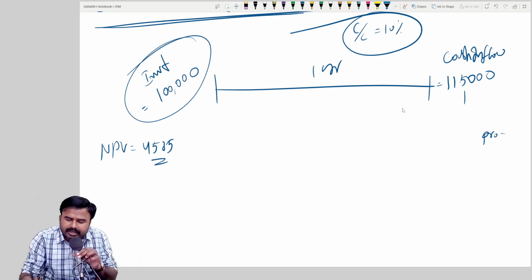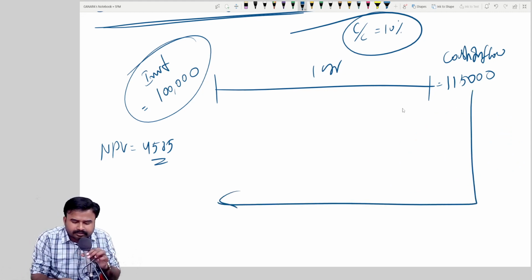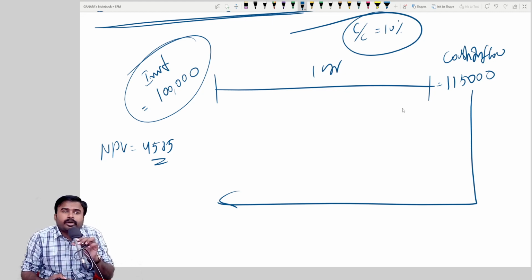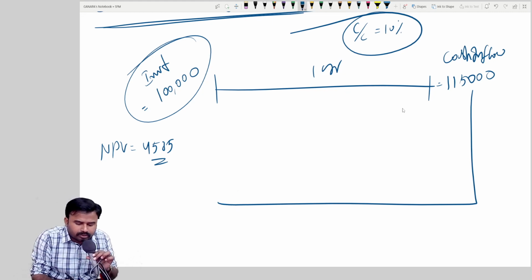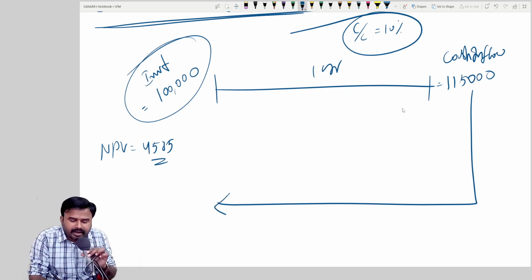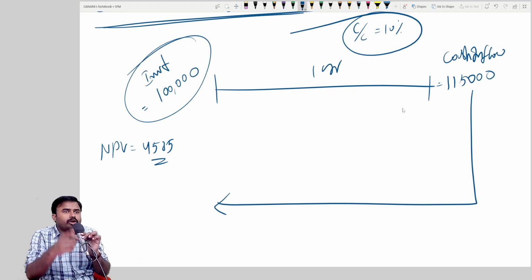Now, the point is, if I discount this 1,15,000 inflow at what rate? IRR rate. Do you know that rate IRR? 15%. 15% is my IRR, right or wrong? If I discount this inflow at IRR rate, definitely the present value of inflow should be equal to my investment, right?